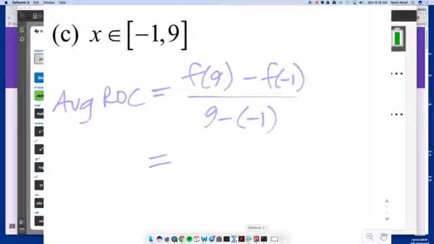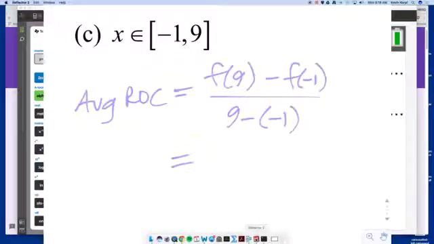So what you would show me is average rate of change equals f of 9 minus f of -1 over 9 minus -1. Or you could call that 9 plus 1 if you want. That's fine. What do we call this? Not Dairy Queen, not disqualified, but difference quotient, the other DQ. Yeah, difference quotient.